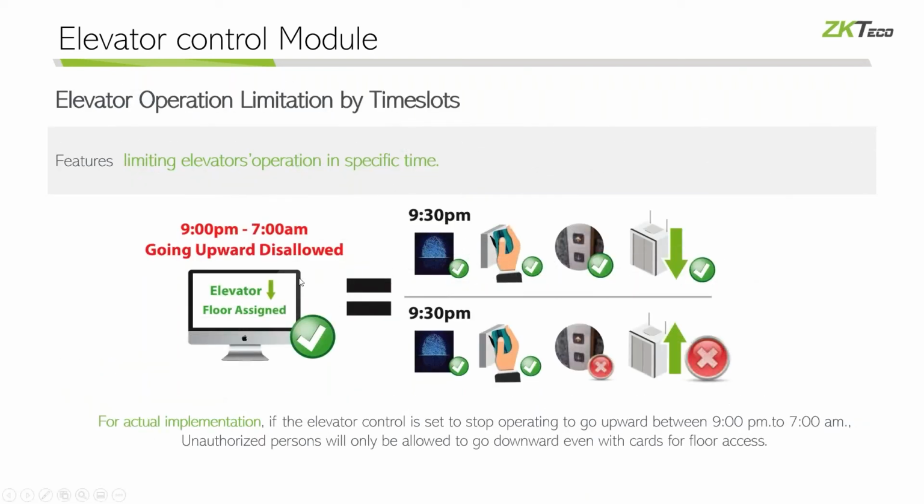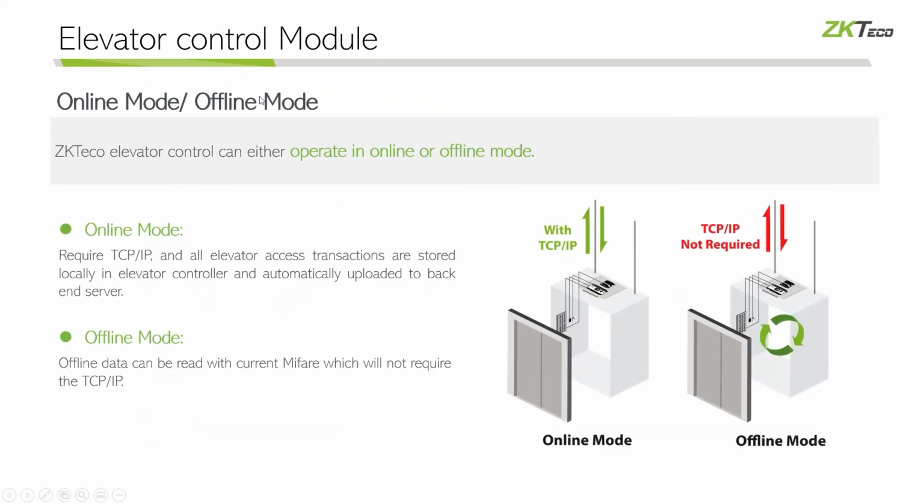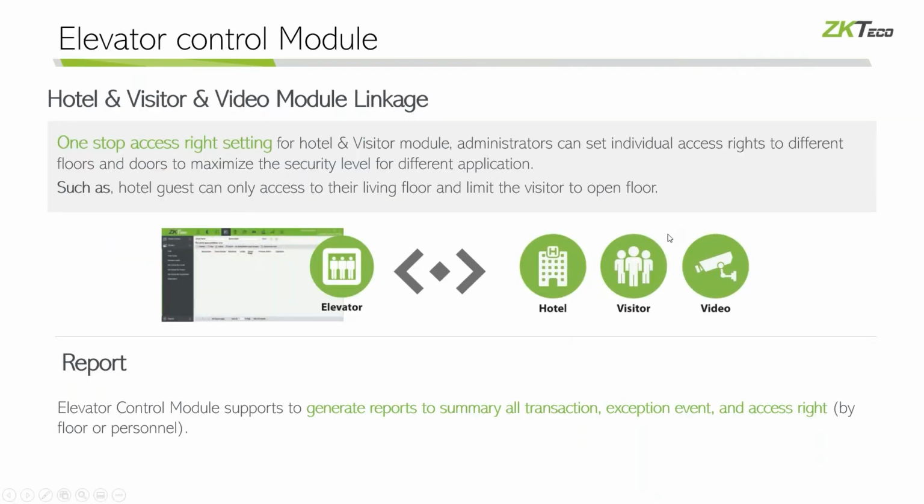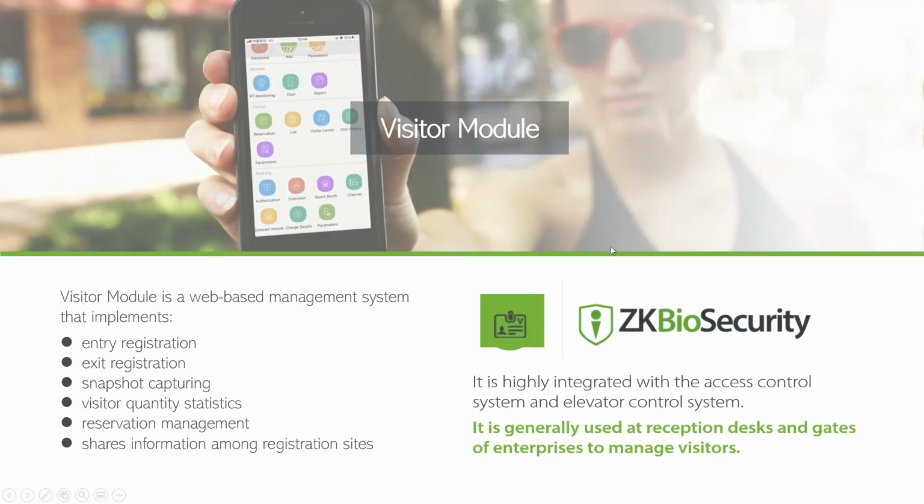Well, the configurations that can be done. Okay, we can work online or offline. Online mode requires a communication to the controller, which sometimes is quite difficult in elevator settings. Also, we can retrieve the data with Mifare cards and then transfer them to the software manually. There's linkage between the hotel, visitor and video modules. It's a visitor registration.